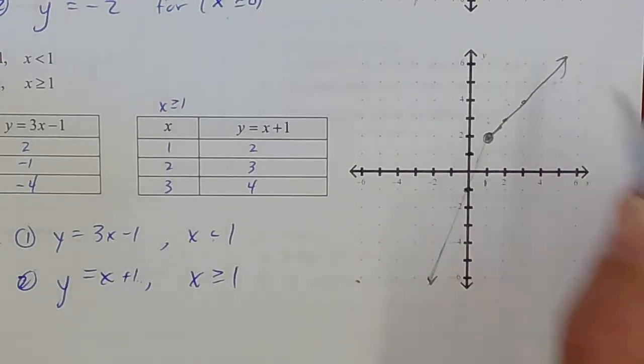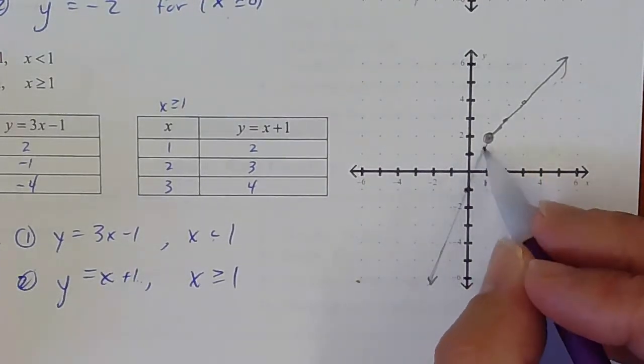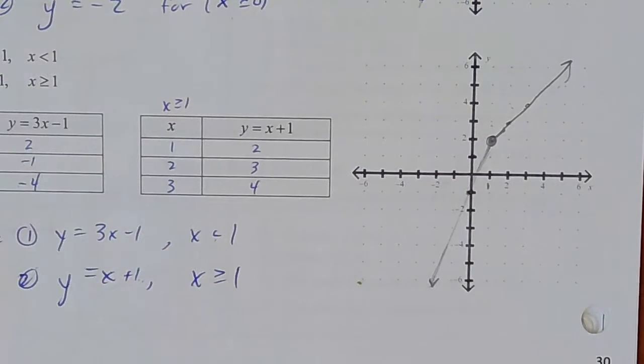So this graph goes this way. Another one this way. Okay? They share the same endpoint. Okay.